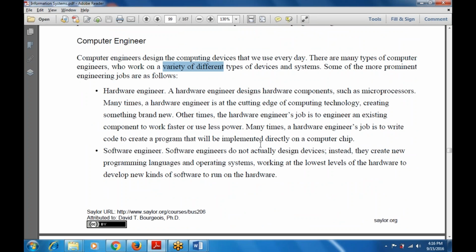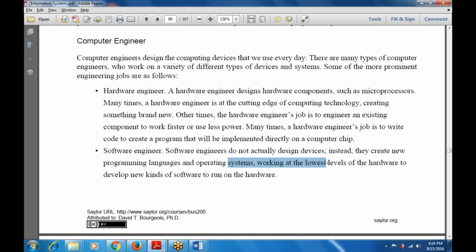Next one is software engineer, who will actually design the software, the process. They also create new programming languages and operating systems that work at the lowest level of the hardware, to develop new kinds of software to run on the hardware.